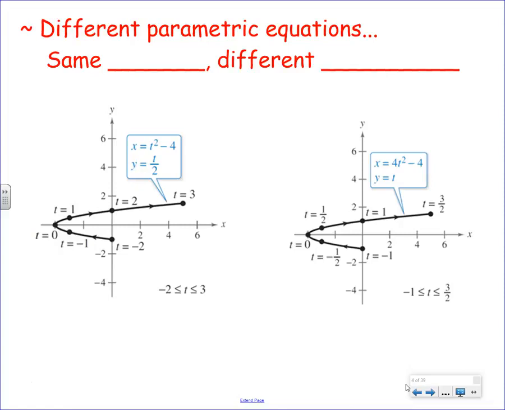The idea is, what's also new in parametric is you can have the exact same path, but different parametric equations. That's something else that's crazy. You can have the exact same path and yet have the equations be different. Now the crazy thing is, they're really not that different.